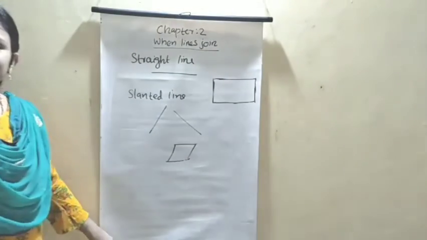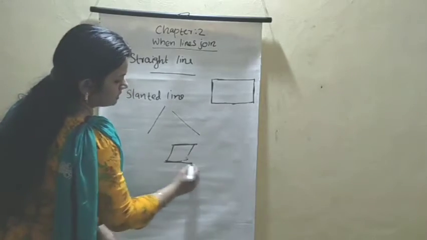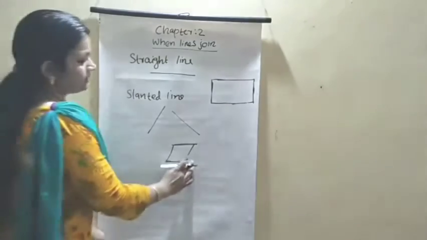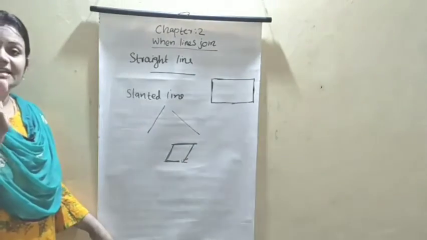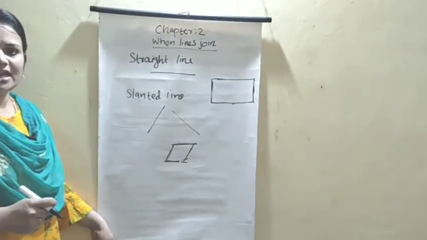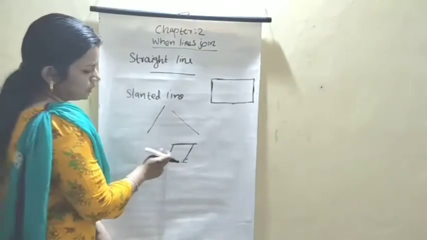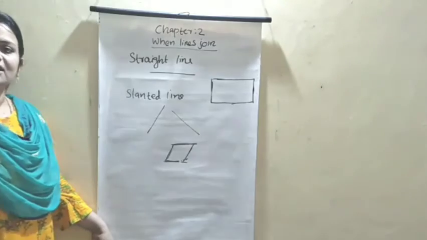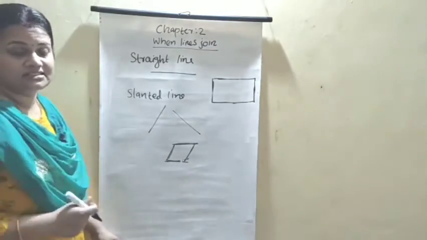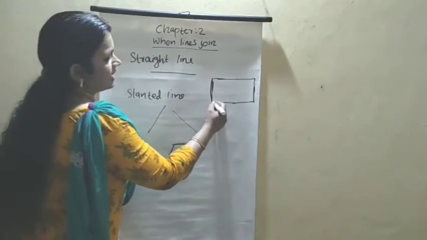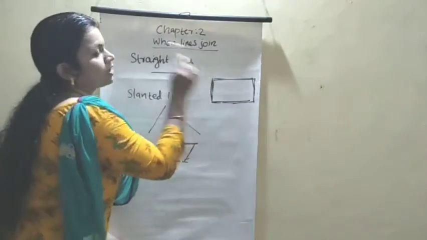These two sides, up and down, are the straight lines. What about the sides, right side and left side? These are the slanted lines. Then this figure is made of two straight lines and two slanted lines. Understood all? What is the straight line and what is the slanted line? These are the straight lines. This rectangle is made with four straight lines.